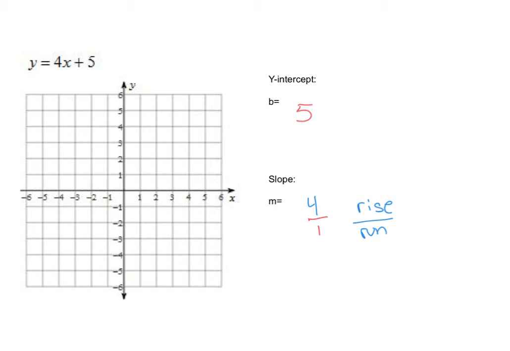So I'm going to start by plotting a point at my y-intercept. So I go to my y-axis and I plot a point at 5. And then I'm going to do my rise over run. So if I rise 4 and run 1, I run out of graph. There is no more space. So instead of going up and right, I'm going to go down and left. So I'm going to go 1, 2, 3, 4 down, 1 to the left. And then I connect my line.